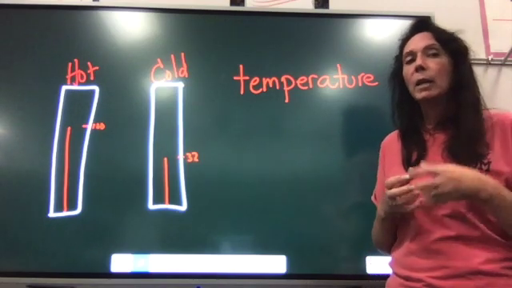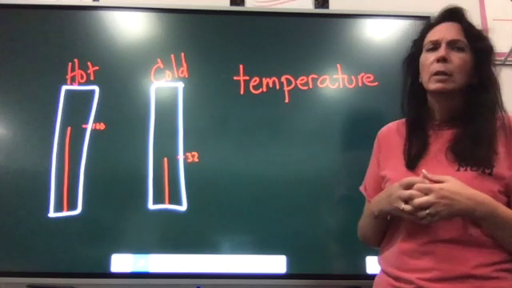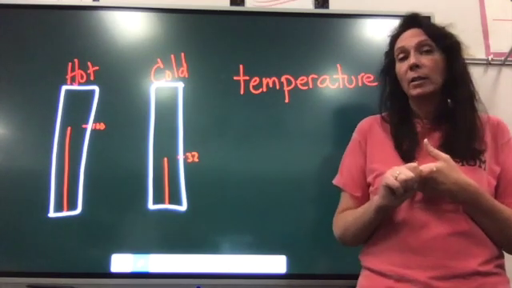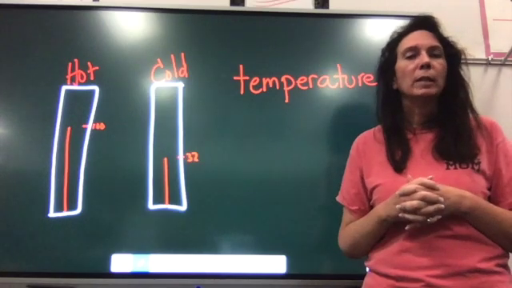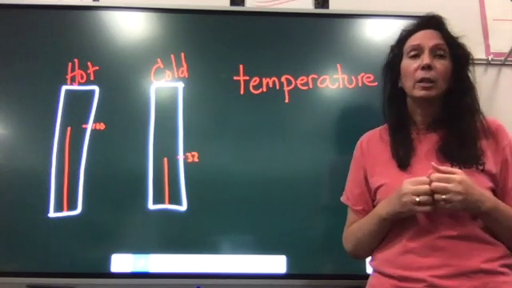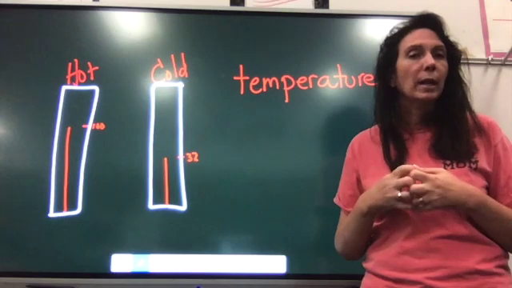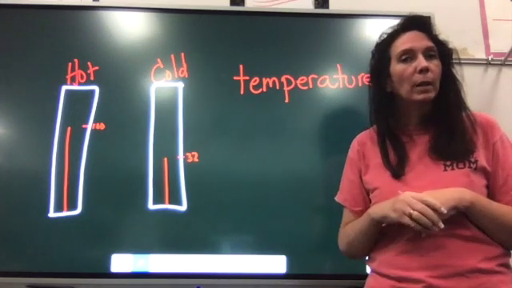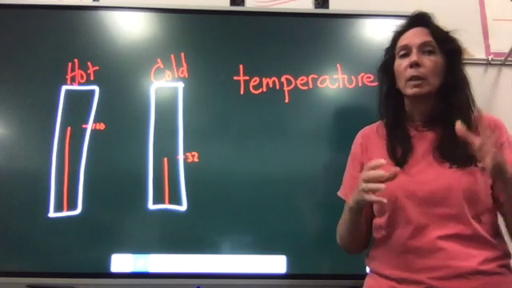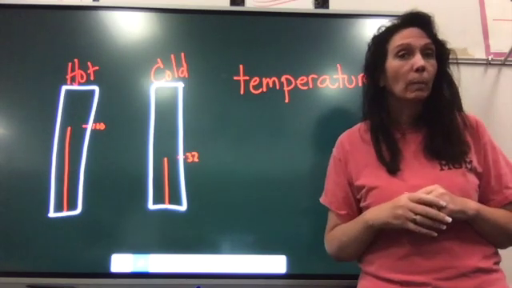So today, thinking about weather, is it hot outside? Is it cold outside? What type of sky do we have? Is it sunny and clear? Do we have clouds in the sky? Do we have any precipitation coming from the clouds? Is it rain? Is it snow?